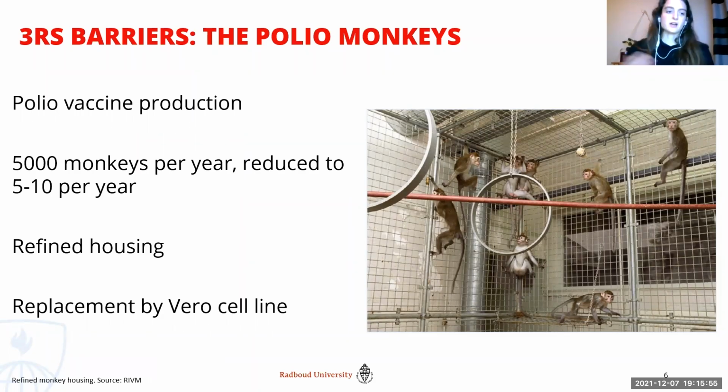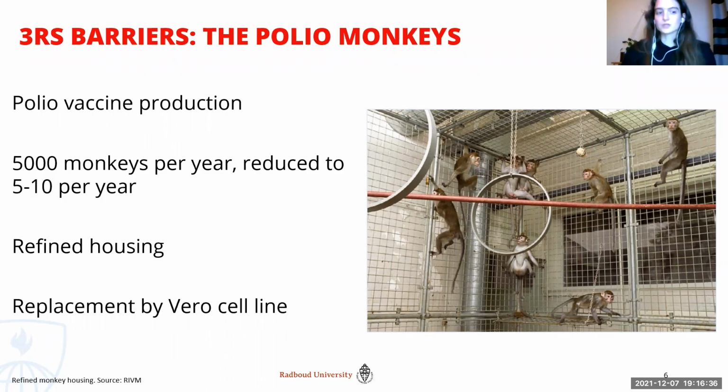And they were quite successful at reducing monkey use. So it went from 5,000 and then to 500 to 50, and in the end, about 5 to 10 monkeys per year. And that also gave them the opportunity to breed the monkeys at their own premises. And they did this in groups, in harem groups. And you can see an example in the picture. And they used social housing and refined housing. And then in the end, the monkeys were replaced by a continuous cell line. But that did not happen until the beginning of this century.